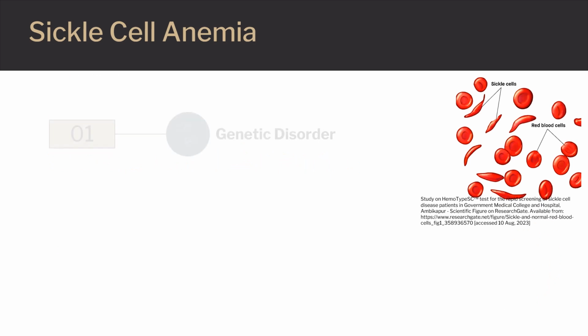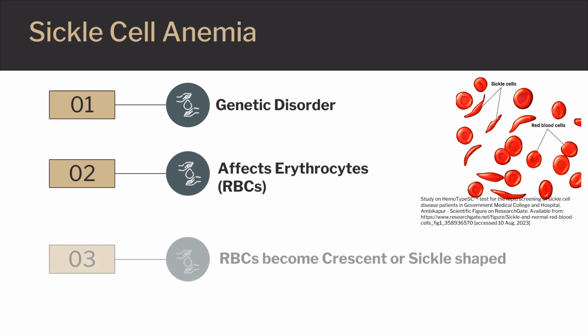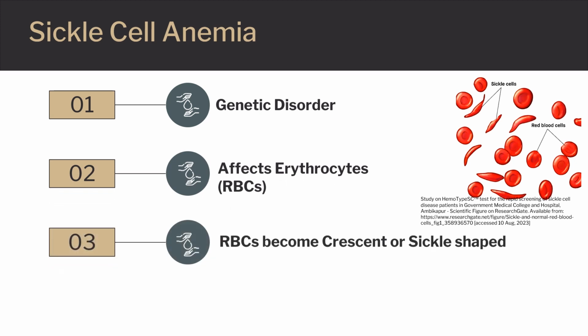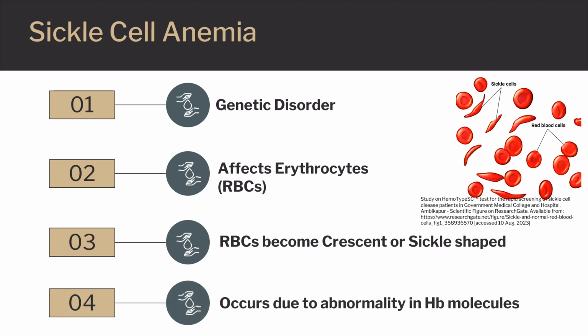Sickle cell anemia is a genetic disorder that affects erythrocytes, RBC, causing them to become sickle or crescent-shaped. The effects of this condition are due to an abnormality of the hemoglobin molecules found in erythrocytes. These irregular-shaped cells get stuck in small blood vessels and they block blood flow and oxygen.